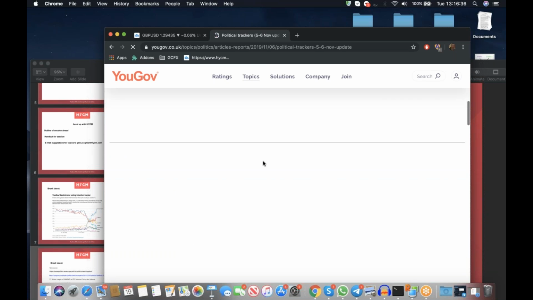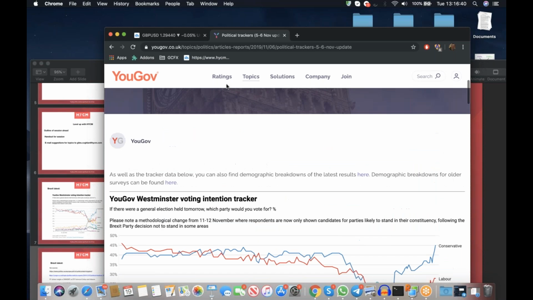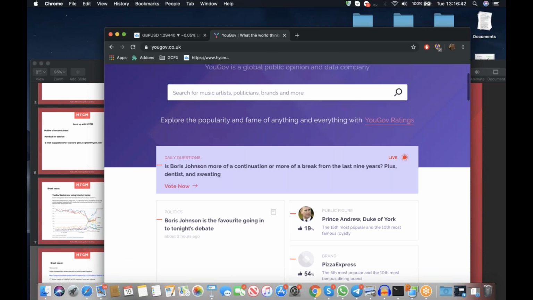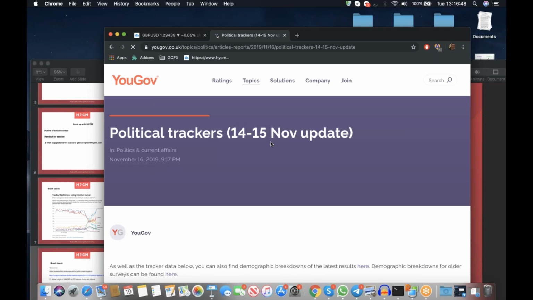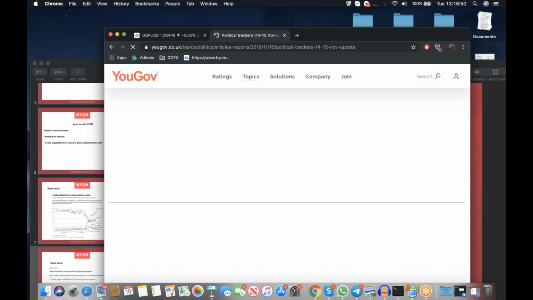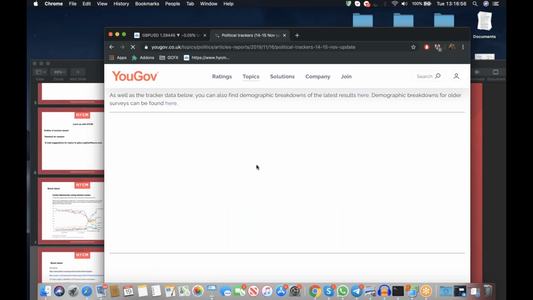And you should see, if you go to the home page and go onto the political tracker there, that's the 14th to 15th November update, and there is another one coming out tonight. So you can find all the up-to-date poll information there.